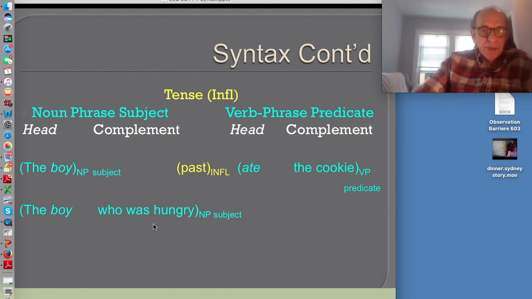Let's get back to the matter at hand, which is recognizing that boy remains the head of the noun phrase subject. It's boy still. But in this case, the subject, the noun phrase, has a complement. The complement is who was hungry. It merged with boy, and it's a relative clause, isn't it?